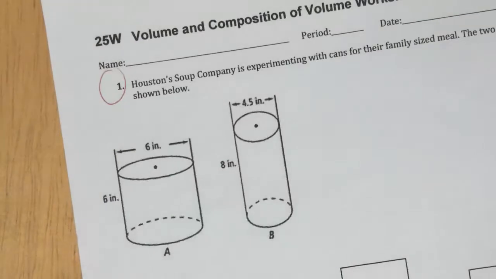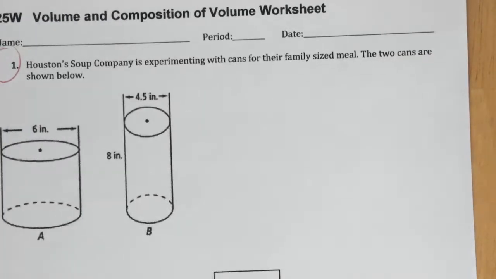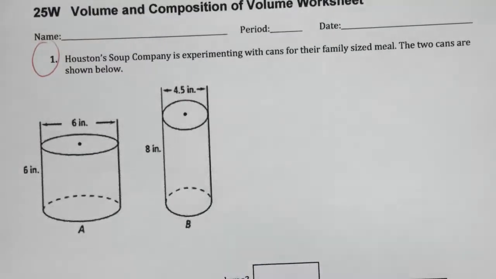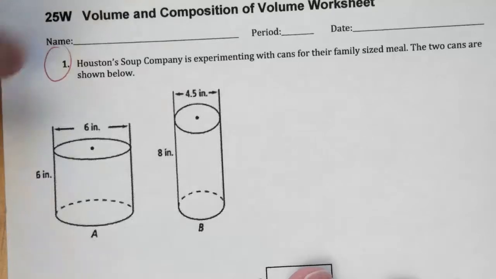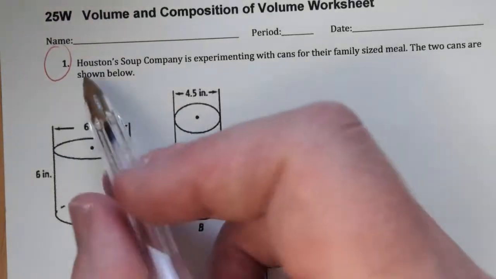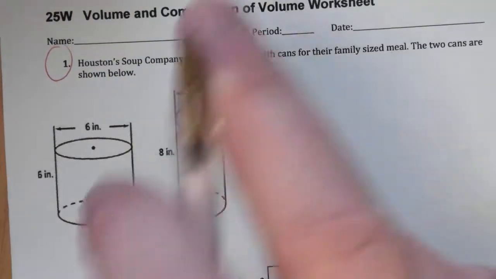Fantabulous. All right, let's go ahead and go to page 25. So we're jumping to page 25. We skipped 24. We're going to 25. Notice that this one has a circle on it. Very nice. Okay, so we have a soup company.